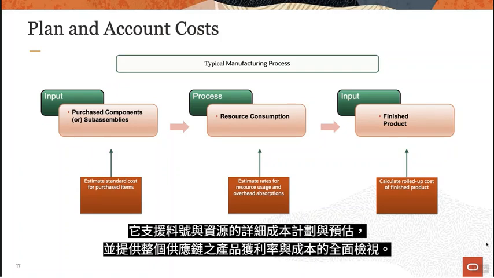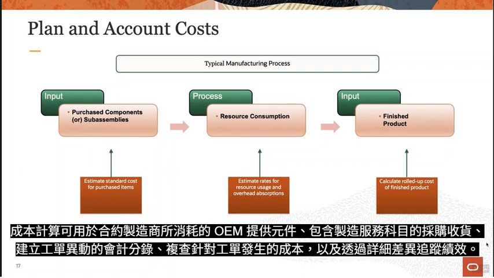Costing can be used for the following. Account components consumed by contract manufacturer. It can include purchase receipts to account for manufacturing services. Create accounting entries for work order transactions. Review costs incurred against the work order. And track performances. Here are some included practices to cover the concepts covered in this lesson.